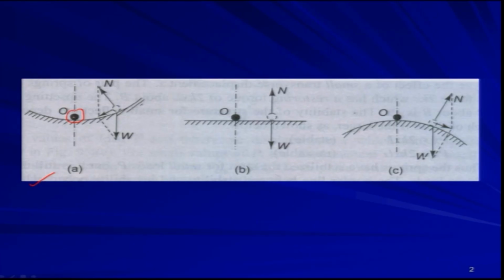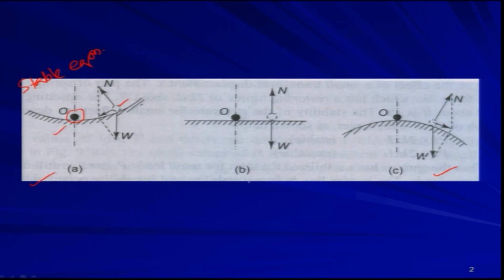Now, you take this body in this location, in this position, and leave it. What will happen? It will come back to its original location again, right, at point O, and this is called stable equilibrium. So, this is called stable equilibrium.